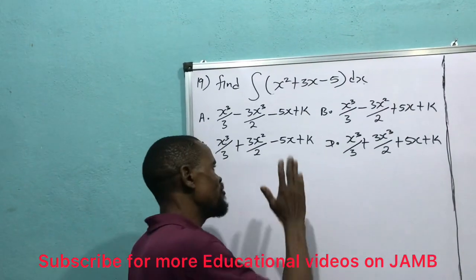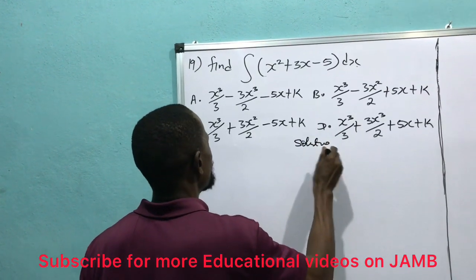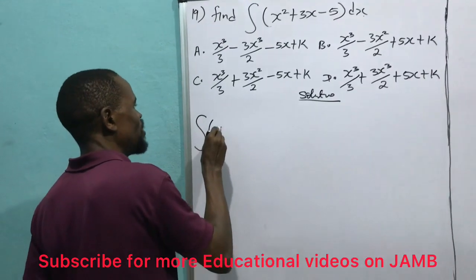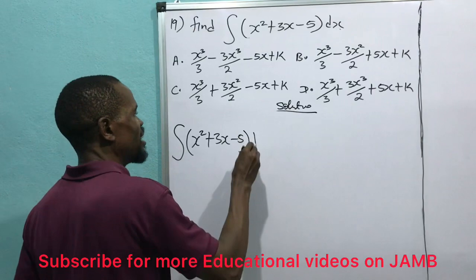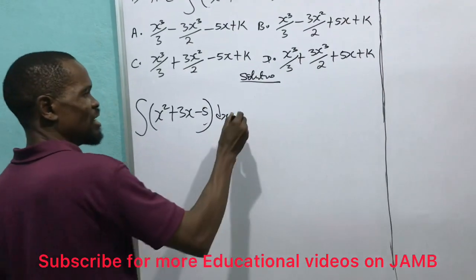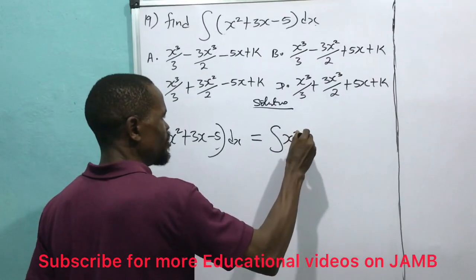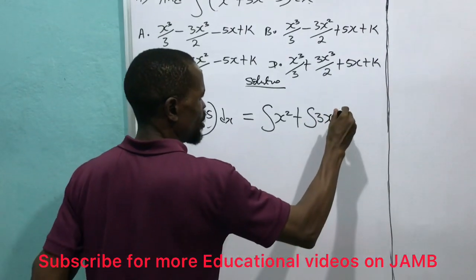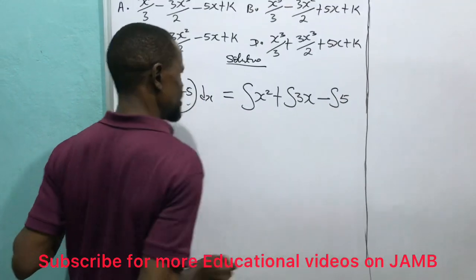So we are moving. Solution. This simply means that we can do this: integral of x squared plus 3x minus 5 dx. That means we should integrate this again. I can do this by saying integral of x squared plus integral of 3x minus integral of 5.